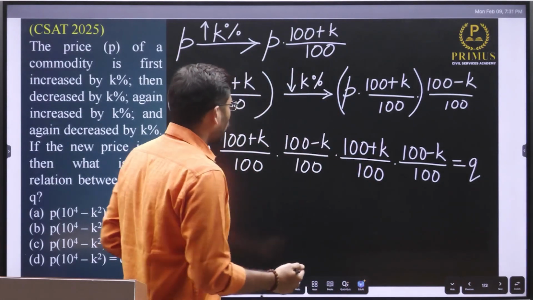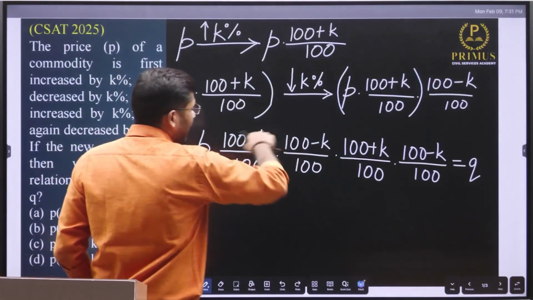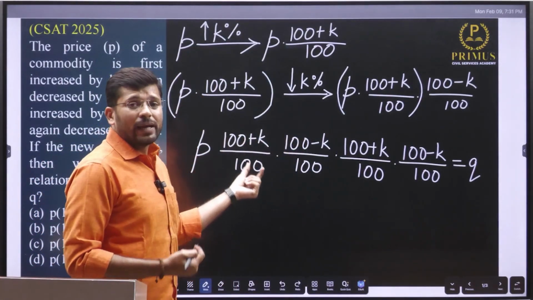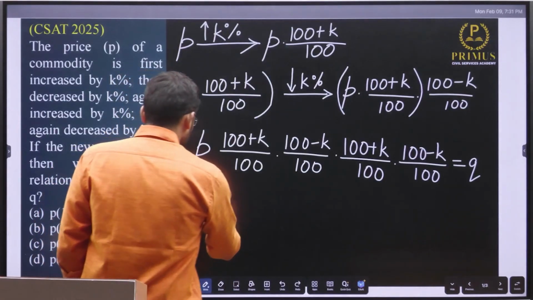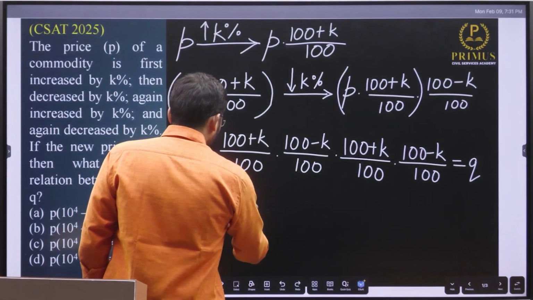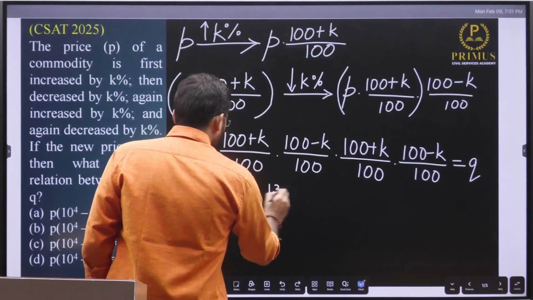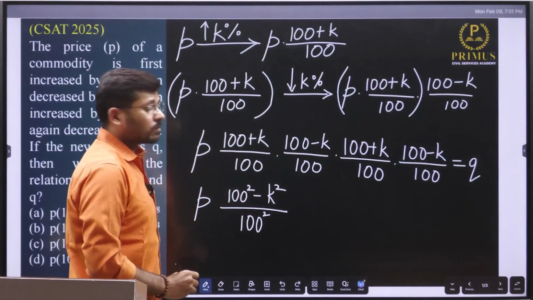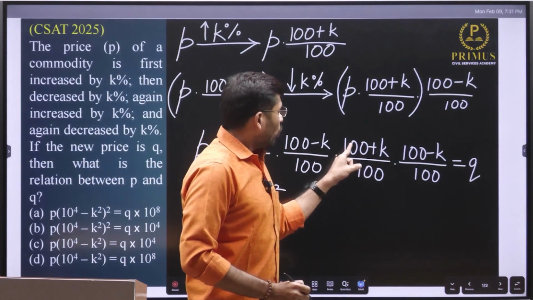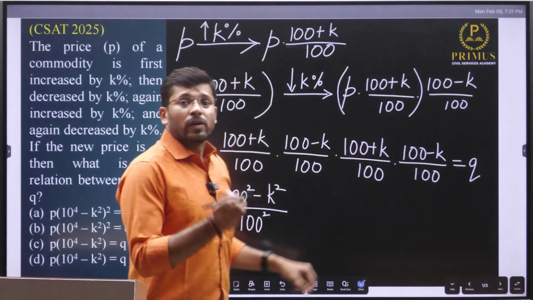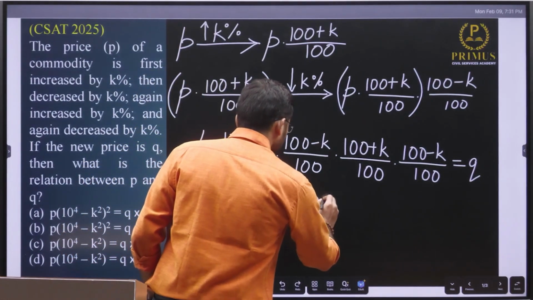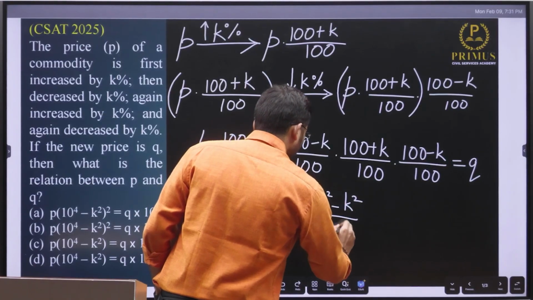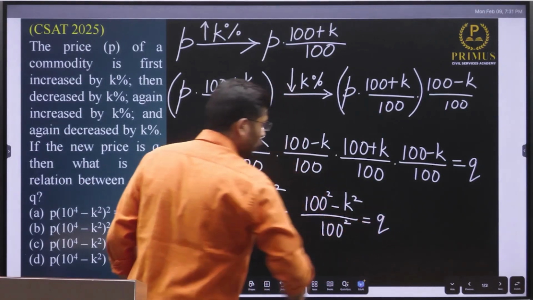Now, if we solve this equation, we should get one of these four relations, so that will be our answer. To solve this, do you see 100 plus k and 100 minus k? Is that of the form (a plus b) into (a minus b)? So its resultant would be a square minus b square. So this will be P into (100 square minus k square) divided by 100 into 100, that is 100 square. Similarly, these two terms, 100 plus k into 100 minus k, would be (100 square minus k square) divided by 100 into 100, that would be 100 square, and that is equal to Q.